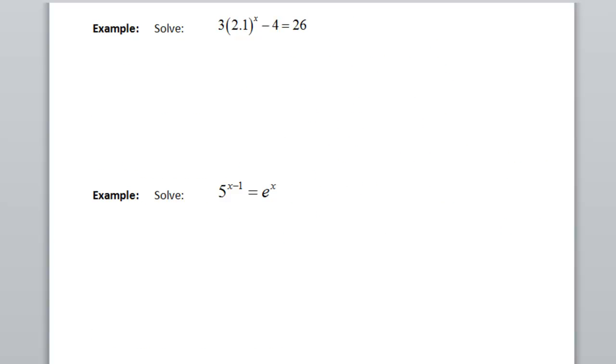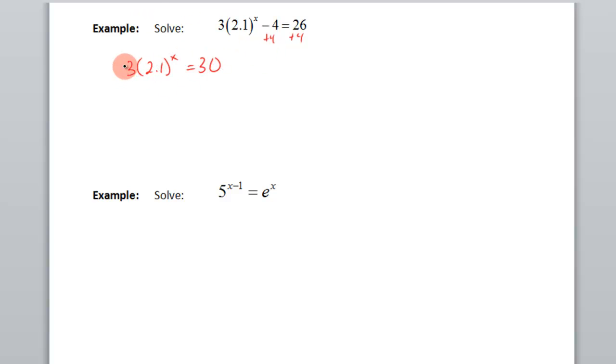Alright, here are two more exponentials. So, to solve them, kind of do the same thing. You need to get the exponential by itself. So that's this portion first, before I do anything. So, meaning, okay, undo it. Let's add the 4 to both sides, right? That becomes 3 times 2.1 to the x equals 30.